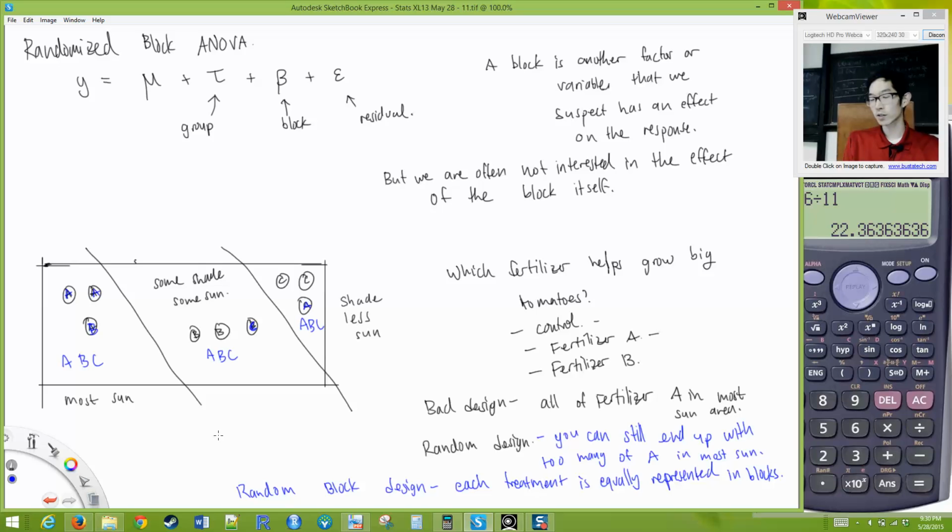And then the other design that I want to talk about is the two-way factorial design. And don't worry, this is the last thing we're going to talk about today.